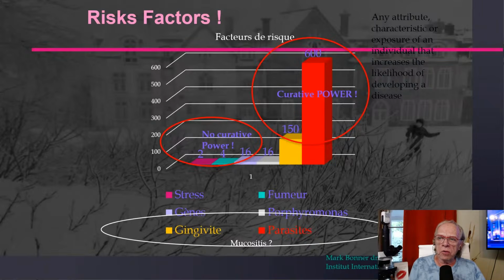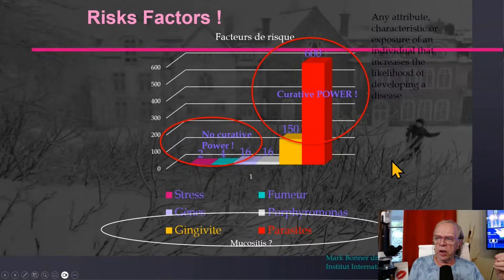So the most important risk factor is gingivitis. From gingivitis, you have bleeding, you have white blood cells, and from this gingivitis, you find some parasites from around in your environment. Those parasites get into the gingivitis, and then you get periodontal disease.